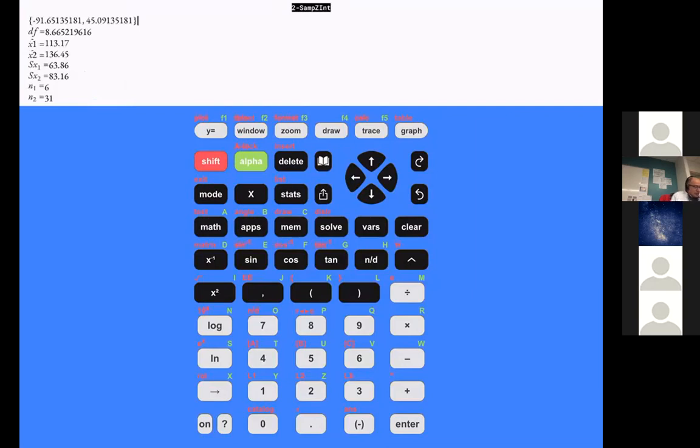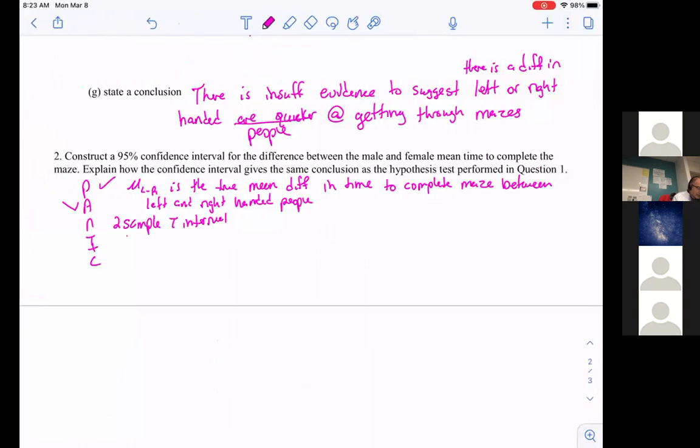Okay. So we ended up with negative 91 to a positive 45. We'll just round off in there a second. So negative 92 to a positive 45. And I'm not worried about writing out the conclusion today. It just wants to know, explain how the confidence interval gives the same conclusion. So again, we could have done the same thing. 0 was in the middle of our intervals, so therefore we came to the same conclusion, because 0 is in the interval.